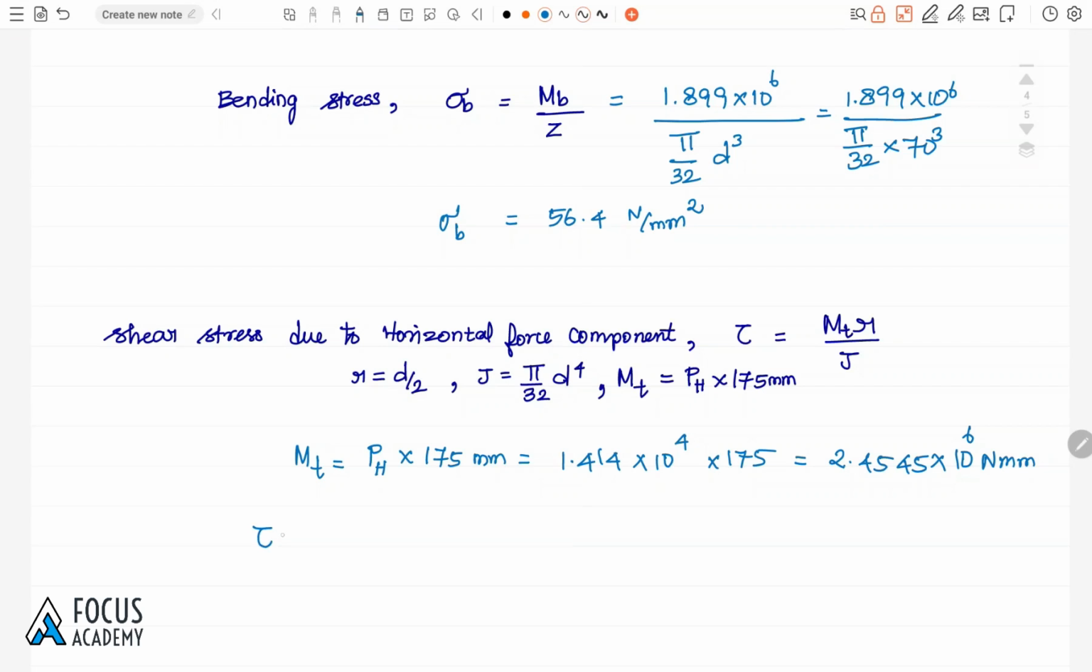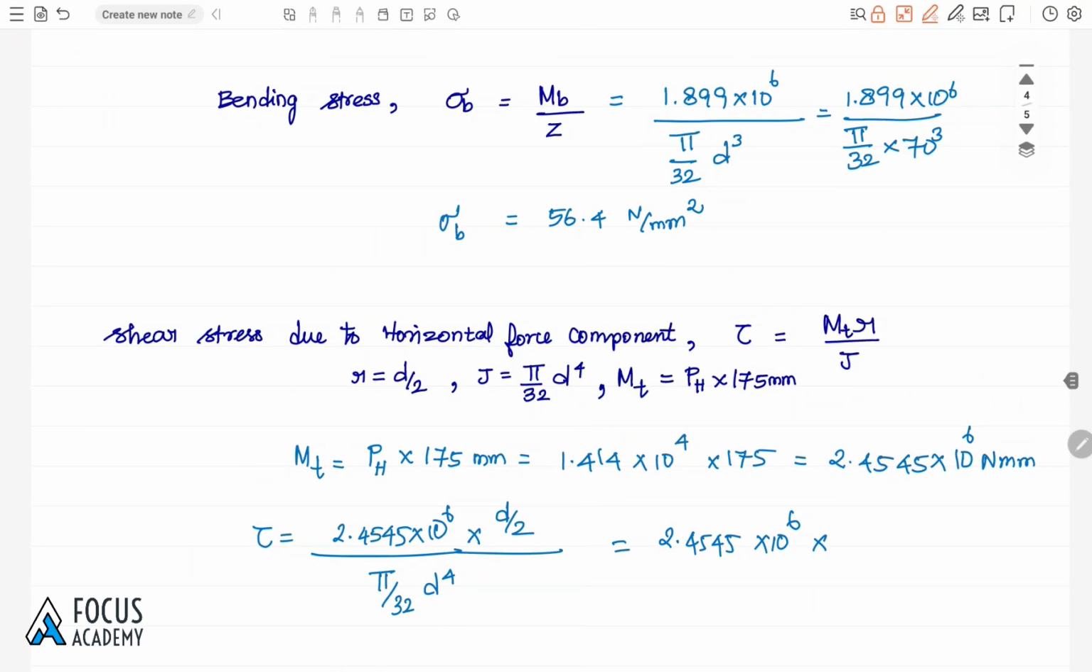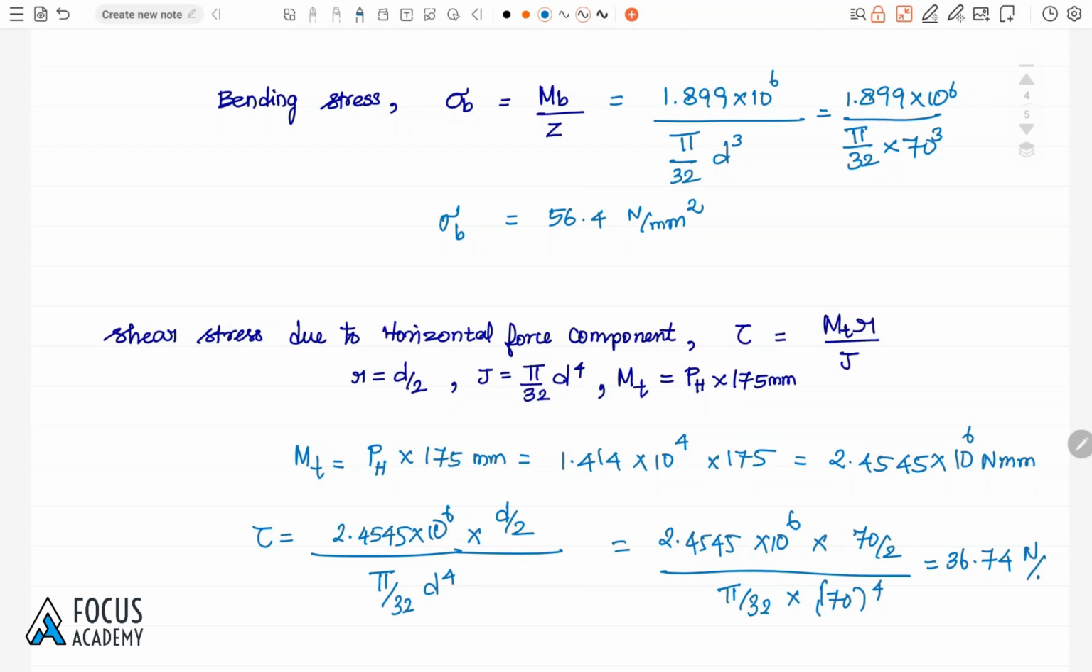And then we can substitute in the stress formula. Stress is equal to turning moment 2.4545 into 10 power 6, divided by, so instead of r we can put d by 2, and instead of j we can put pi by 32 d power 4. The diameter is the diameter at which the turning moment is induced, which is 70 mm. So 70 divided by 2 divided by pi by 32 into 70 power 4. By simplifying that we can get the value 36.74 Newton per mm square.